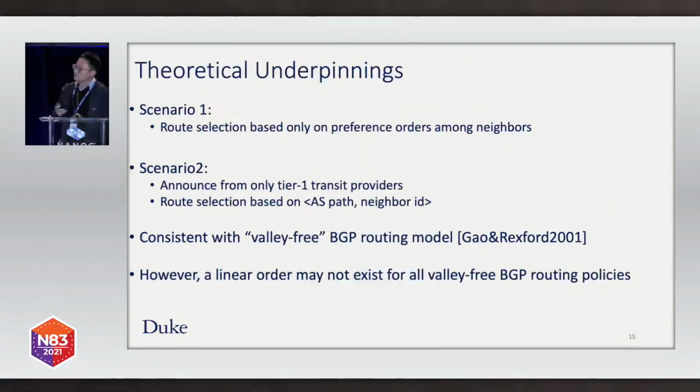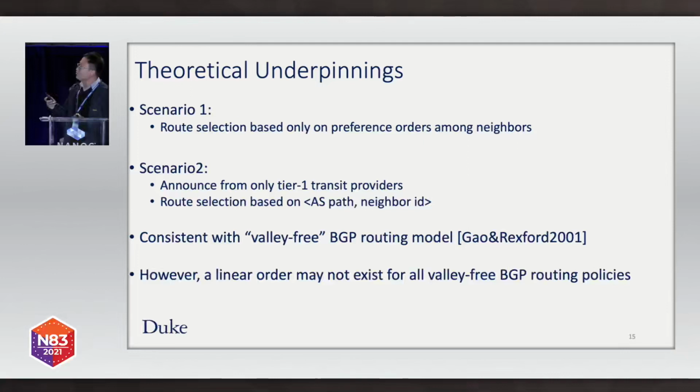In order to justify the existence of the linear order, we also worked out several different scenarios that will guarantee each client will have the linear order. There are 2 scenarios that will allow the clients to have a consistent linear order among available Anycast sites. The first scenario is route selection strictly based on the preference order among all available neighbors. And the second scenario is we only announce our prefix from a tier 1 transit provider, and the following route selection is strictly based on AS path and neighbor ID.